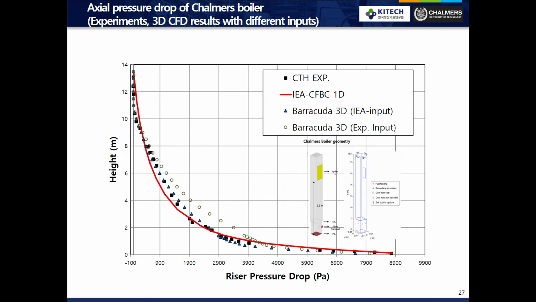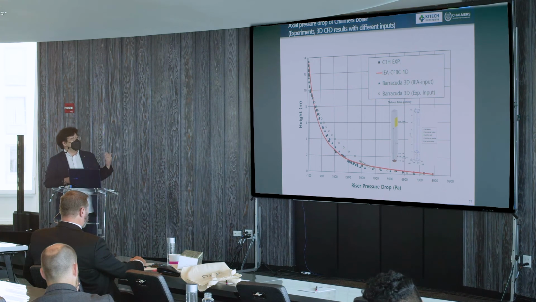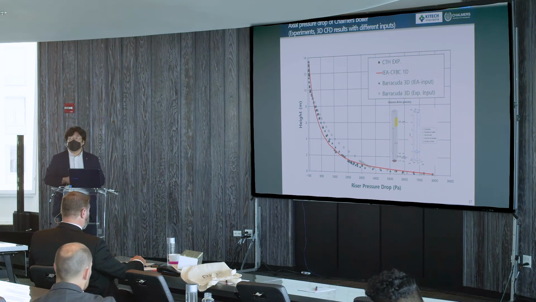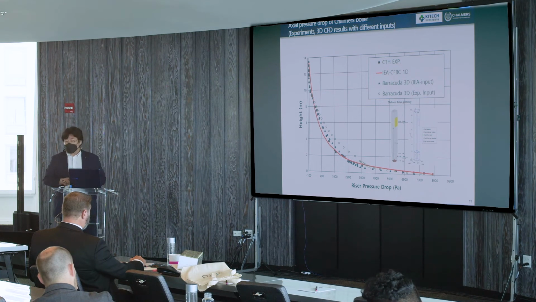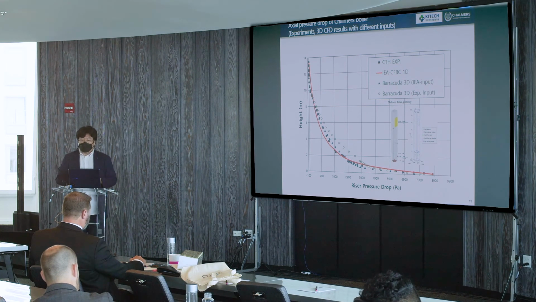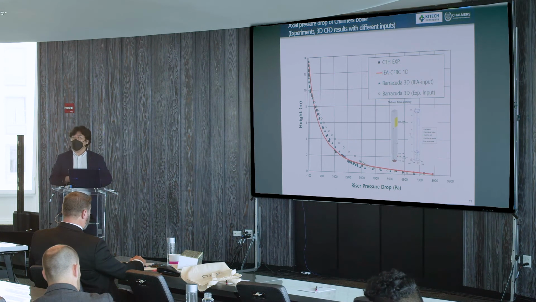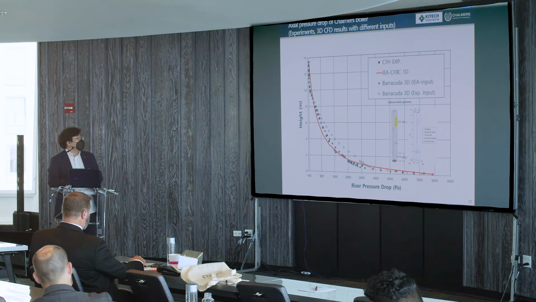So now this result shows the co-simulation of the 1D and 3D simulation. So this is again experiment from Chalmers, and the red line is the 1D simulation. And this open symbol is the Barracuda simulation with the experimental conditions, the PSD from the experiment. And then this triangle is using the 1D simulation result as the input condition for the 3D simulation. Then you can see that the result is very similar to the experimental result.